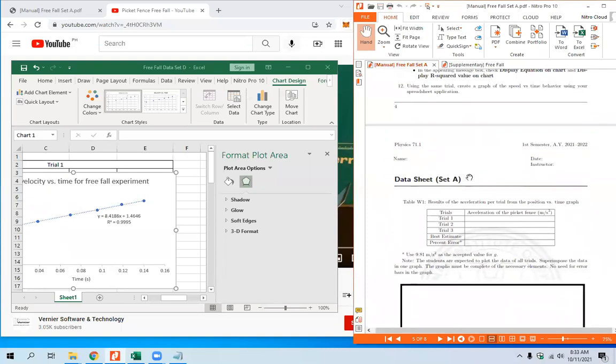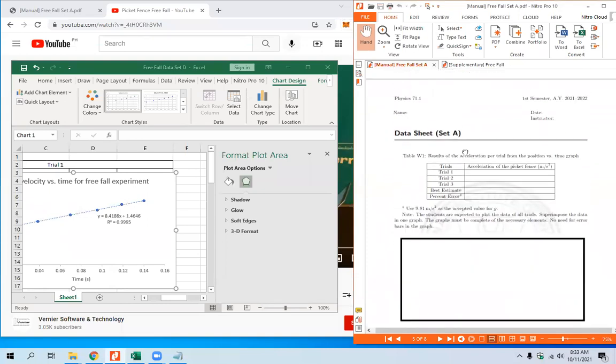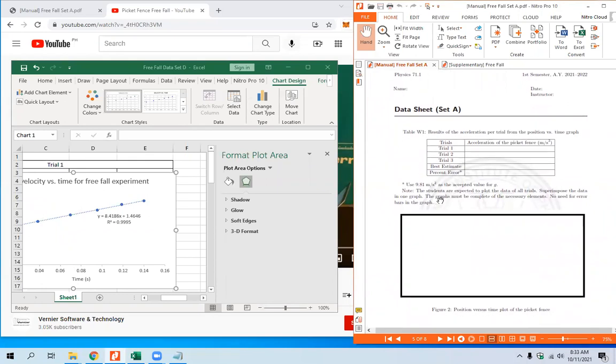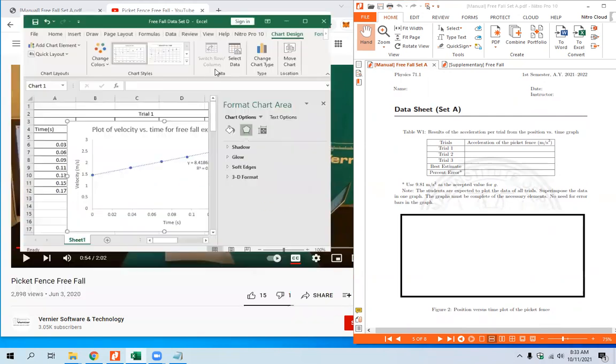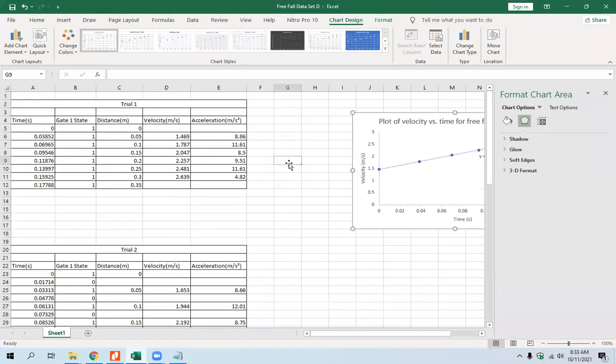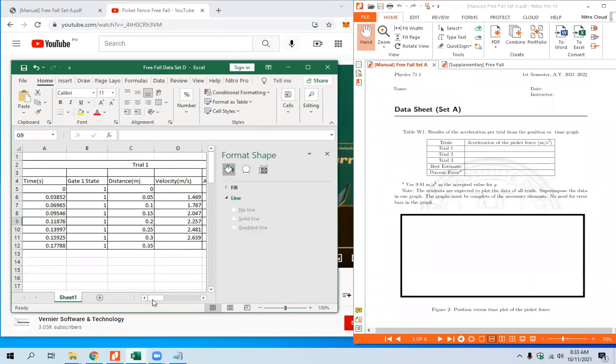So, now, finally, let's go to our data set. The table here contains the results of the acceleration per trial from the position versus time graph. Using our data set, let's set this aside for now. I have to full screen it first.